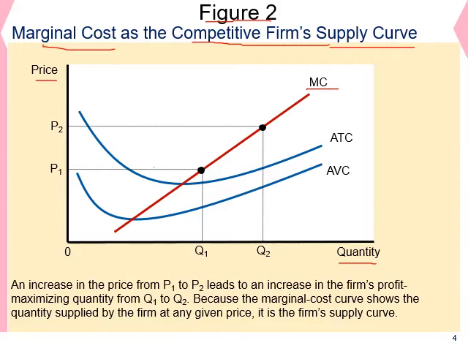If the price increases from P1 to P2, this will lead to an increase in the quantity supplied, so the profit-maximizing quantity goes from Q1 to Q2. Because the marginal cost curve shows the quantity supplied by the firm at any given price, it is the firm's supply curve.